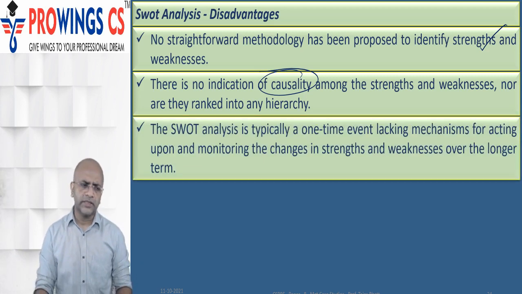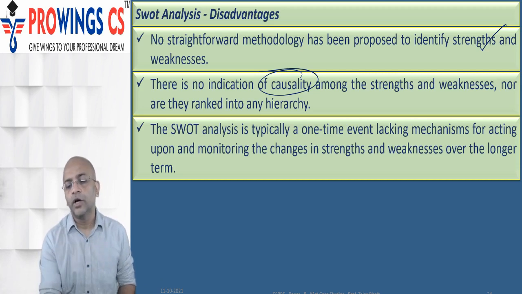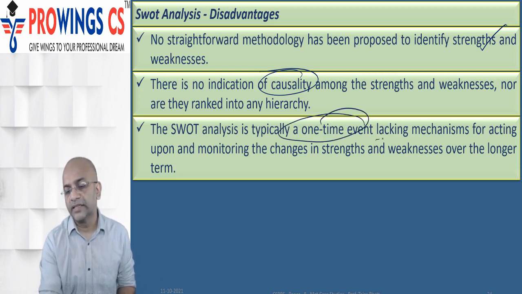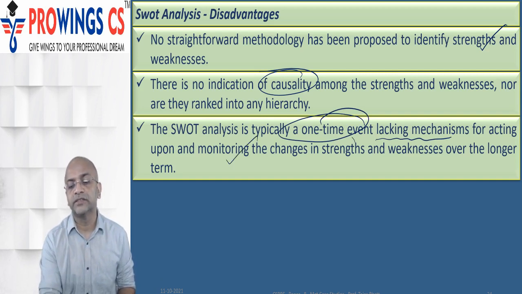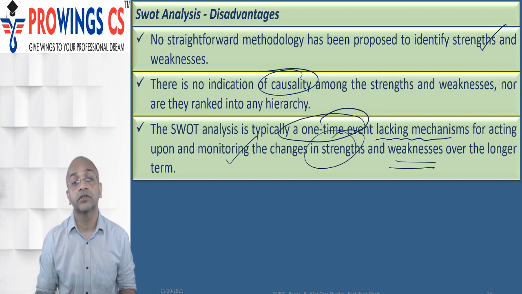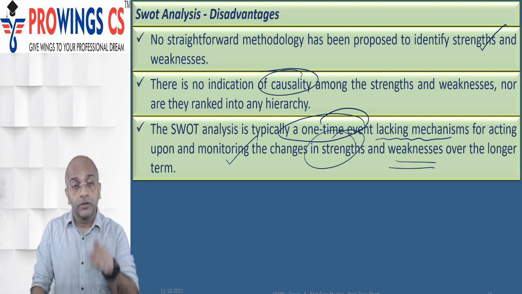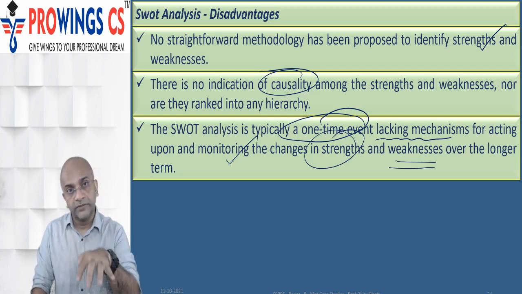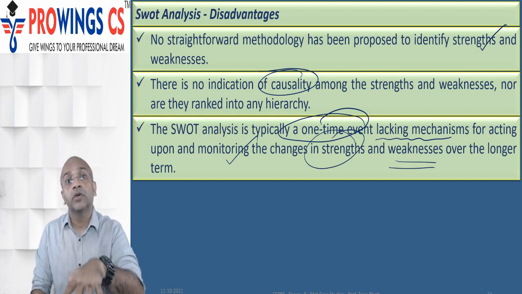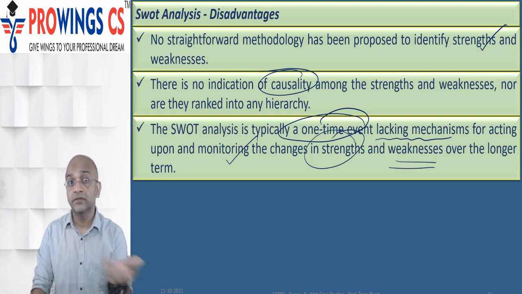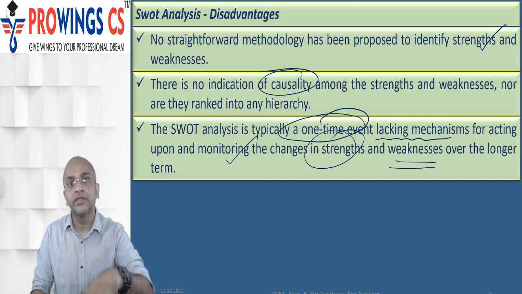Third, the SWOT analysis is typically a one-time event lacking a mechanism for acting upon and monitoring the changes in strengths and weaknesses over the longer term. Means what? Assume today we are doing SWOT. We get all the information with respect to the immediate situation. But after 3 months, the situation has changed. Again, we need to resort to SWOT.